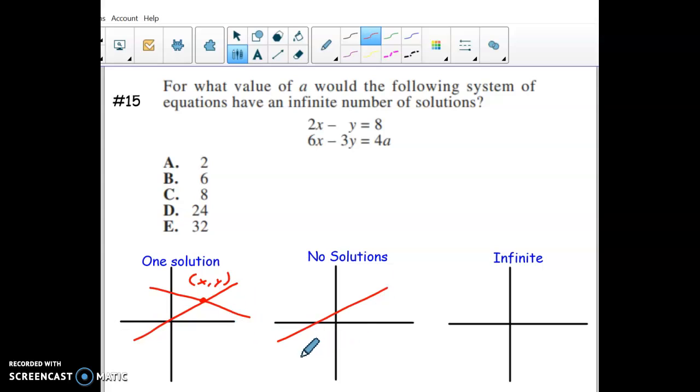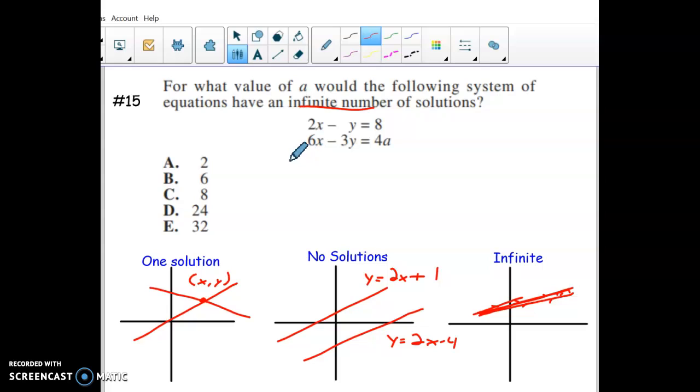No solutions are two lines that never cross, so they'd have the same slope but a different y-intercept. Like say y equals 2x plus 1 and y equals 2x minus 4. That would be no solutions. And then infinite is if they're the exact same equation. So the two lines lie right on top of each other and they share all the same points. So we want this one to be infinite, meaning we want them to be the same equation.